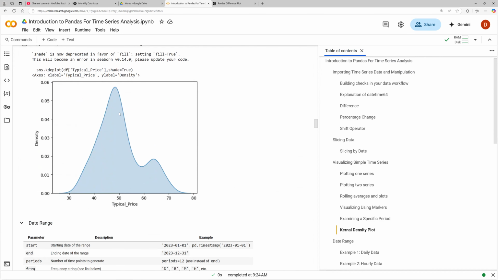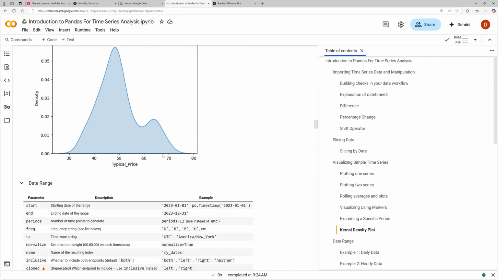Yeah, we see a distribution here, right? The fact that it goes above 70, 80 is a little bit unusual. A lot of the density falls between 30 and 50, right?